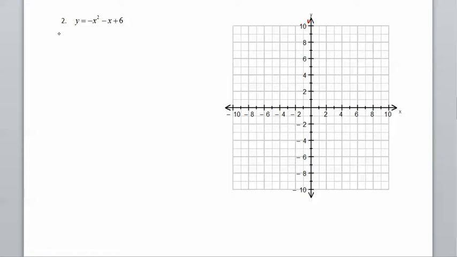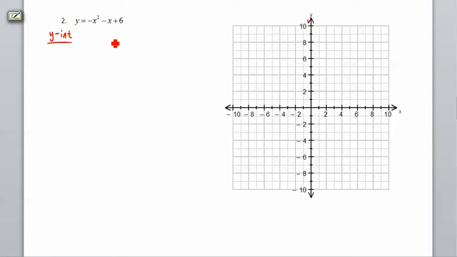So first, we know with these we're going to look for the y-intercept, the x-intercepts, and the vertex, right? All of those individual points. It doesn't really matter what order we do them in. Let's go ahead and start with the y-intercept.